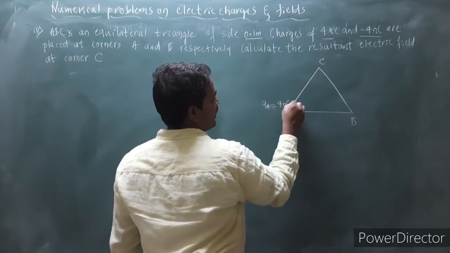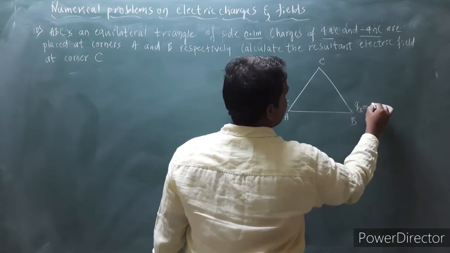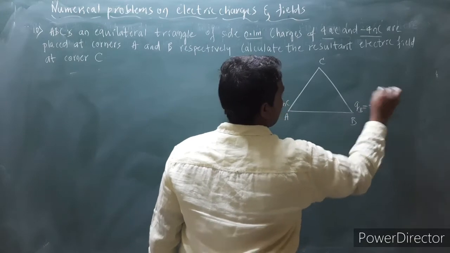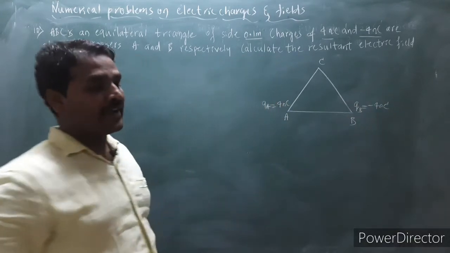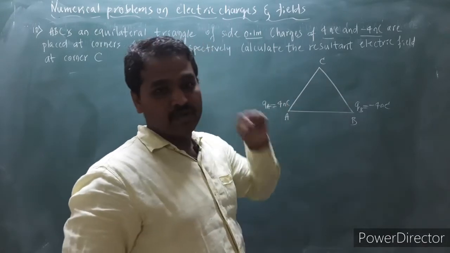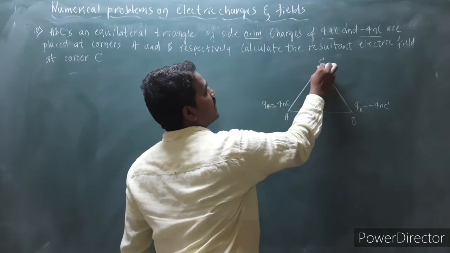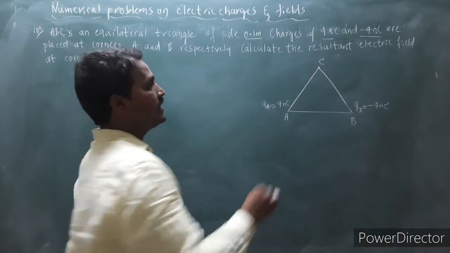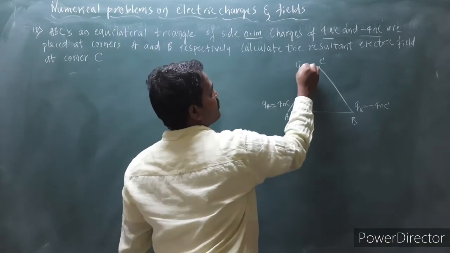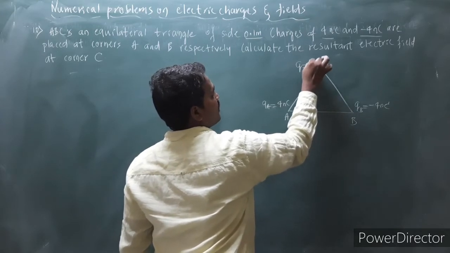That is plus 4 nanocoulomb, and at B we have charge QB, that is equal to minus 4 nanocoulomb, and we have to find out the resultant electric field at C because of these two charges. And as usual, at any point where we are calculating the electric field, we will assume a unit positive charge of 1 coulomb there. This is always a positive charge.